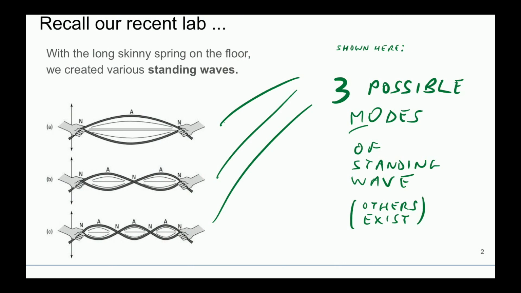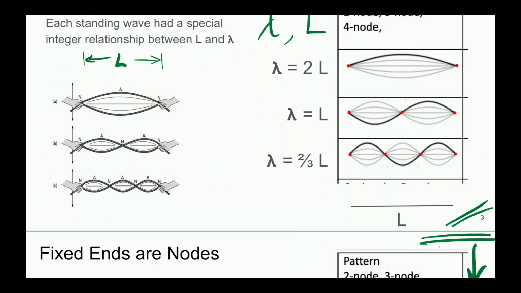Likely to lead to possible confusion, modes with an M, not to be confused with nodes with an N. I'll try to be careful in my pronunciation, and hopefully we can depend on context to avoid any further confusion. But we're looking at 3 different modes of standing waves in this picture. Others exist, and we're going to analyze those modes and see what modes are possible.